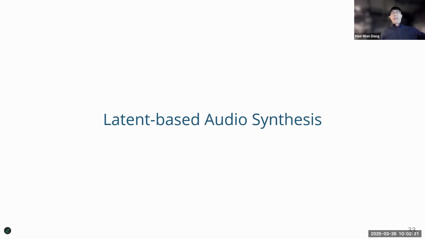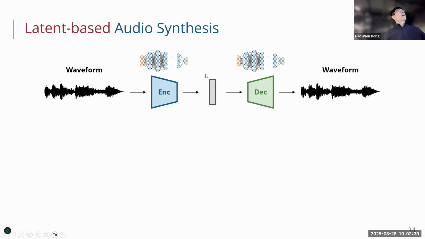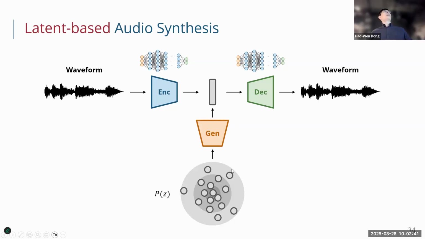Cool. So we can look into some of the latent-based audio synthesis models. We talked about this pretty much in the image space, but audio synthesis is the same idea. You have a waveform, and you use a neural net to turn it into something else. So this is the neural codec. And what you want to do is generate something in that space. So this is the whole latent-based audio synthesis.